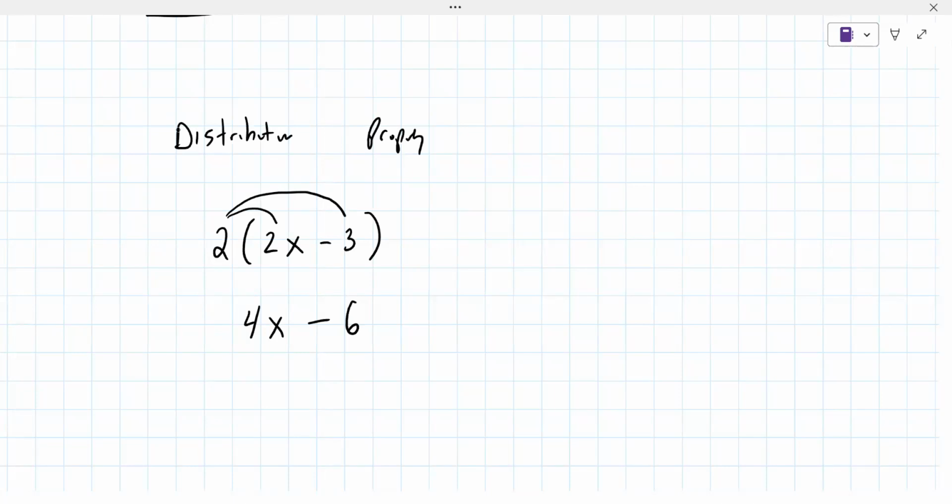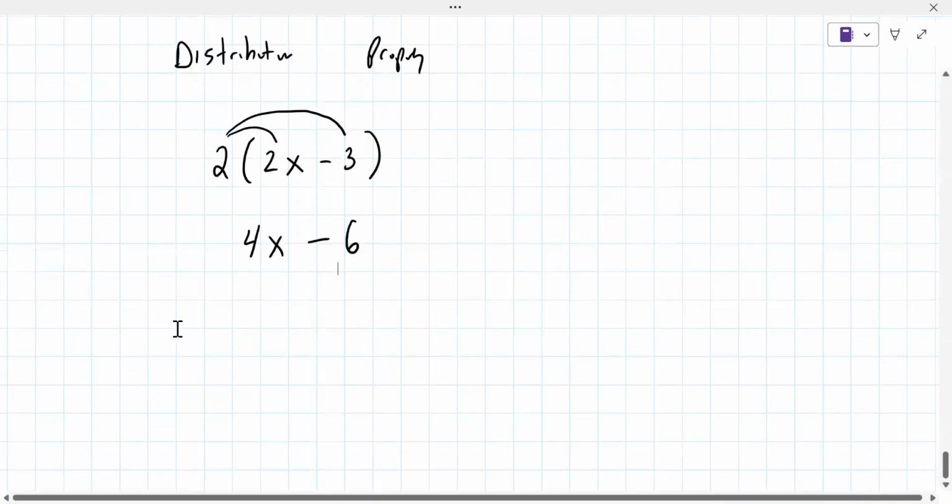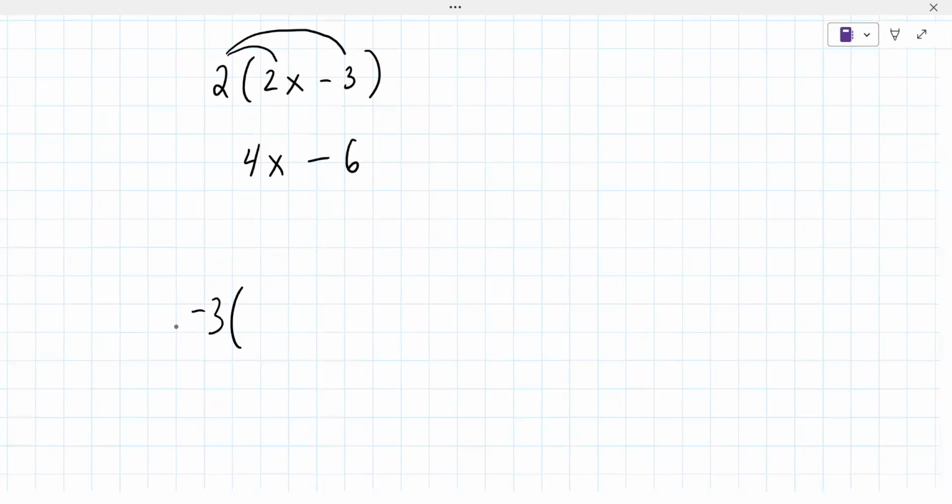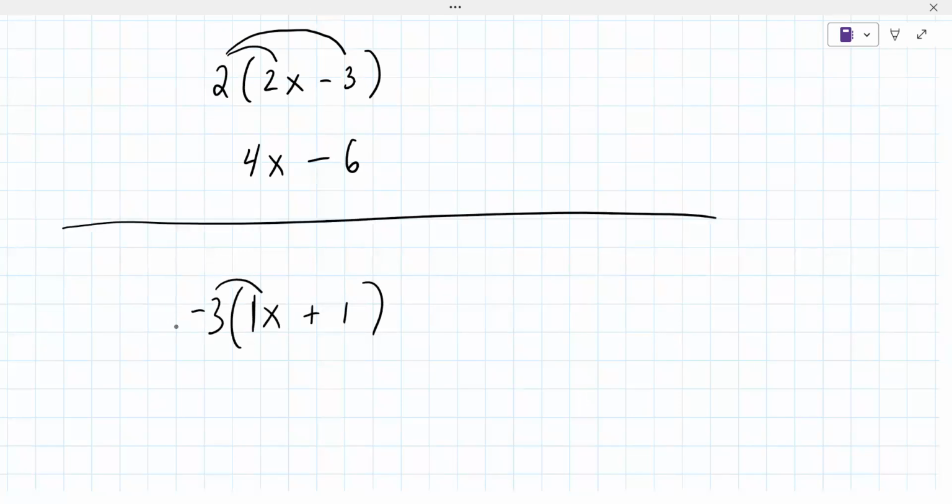We'll do some more examples here. Let's say there's a -3 on the outside and it's x plus 1. So this -3 multiplies the x, but there's really a 1 in front of the x. So that's -3x. The -3 multiplies the +1, so that becomes -3.